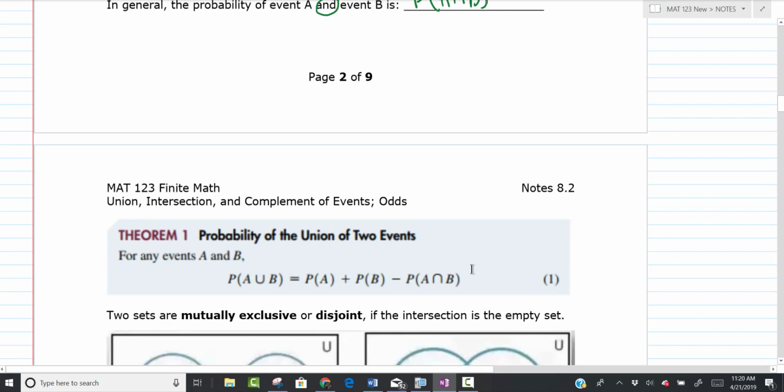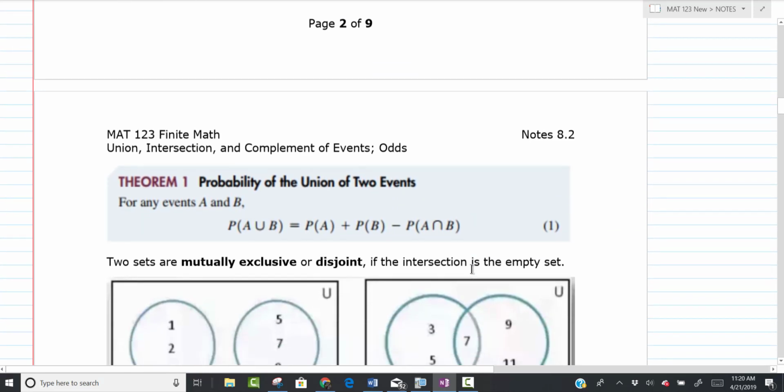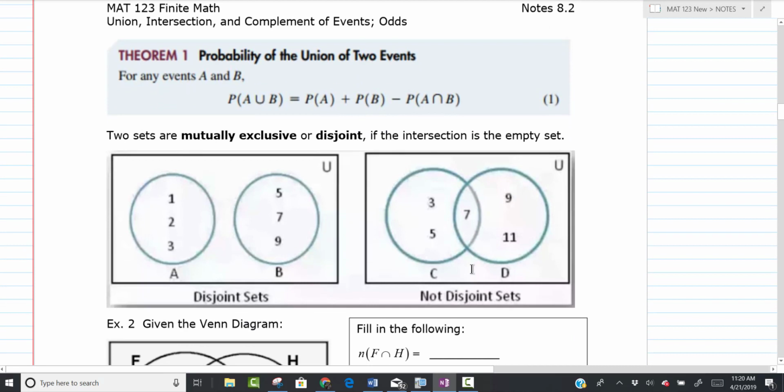Okay, next thing we're going to get into a little bit is the probability of the union of two events. There's a formula for this. And what you're doing on this is it's the probability of the first event happening plus the probability of the second event happening minus the probability of both happening. So it's the intersection like that.